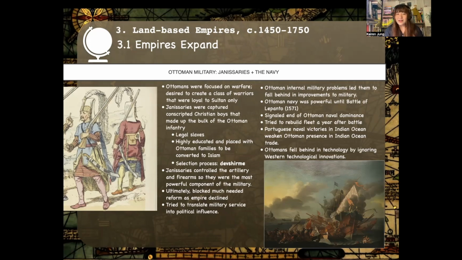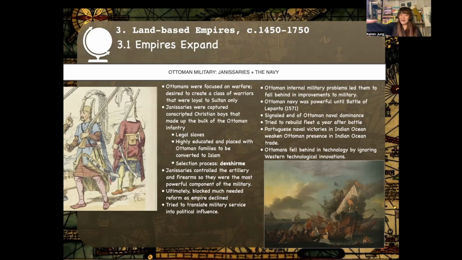Let's look at what it was like for the Ottomans when they were focused on warfare, what the military was like. They were determined to create a class of warriors that were loyal to the Sultan only. And remember how the Mamluks were captured slaves, and the Janissaries were very similar. They were kind of inspired by that. They were captured, conscripted Christian boys.